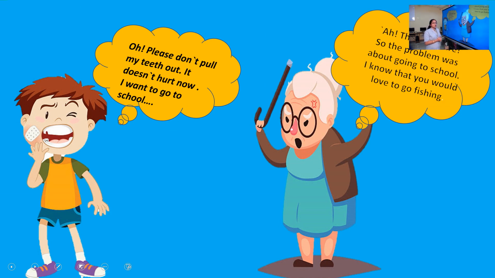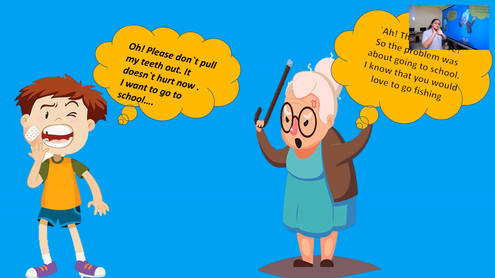Okay, now Tom understood that he is in trouble. Okay, he understood that this is going to be a very mischievous day. If this aunt has decided to get the burning coal, it means he is in trouble. Okay, so now what is Tom's turn? What does he say? Oh, please don't pull my teeth out. It doesn't hurt now. I want to go to school. I am okay. There is no pain. I am okay. I am ready to go to school. Please don't pull my teeth out. Please don't pull it out.